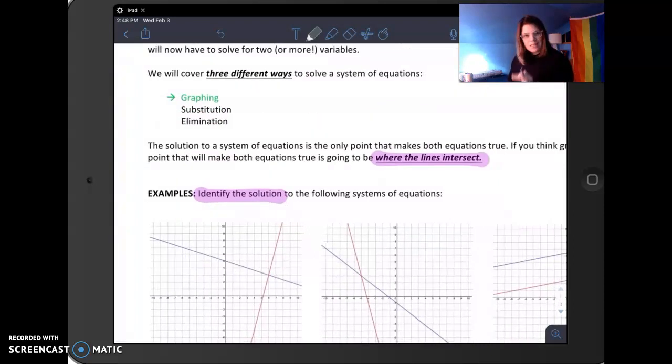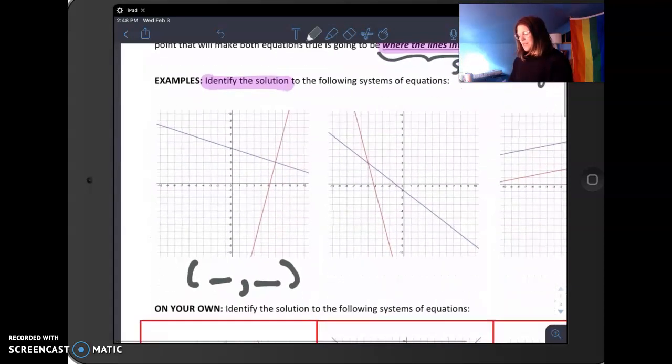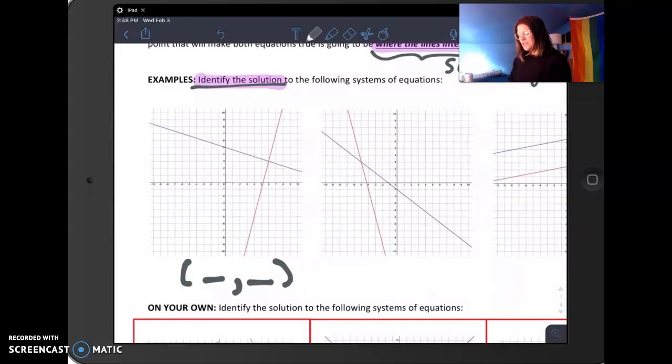So this explains things in written form, which you can read if that's the way that you like to learn. But basically, the big idea is that we need to find where two lines intersect. That's what we call a solution. Or that's how we solve a system of equations, more than one equation. So let's get into these examples. It says identify the solution.